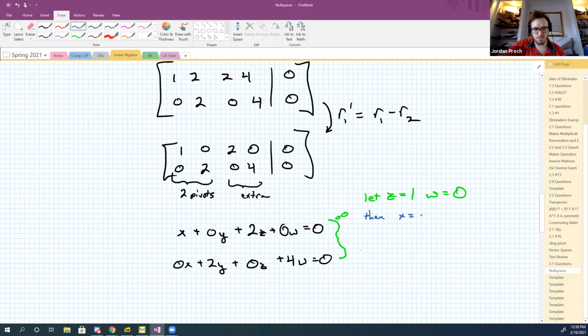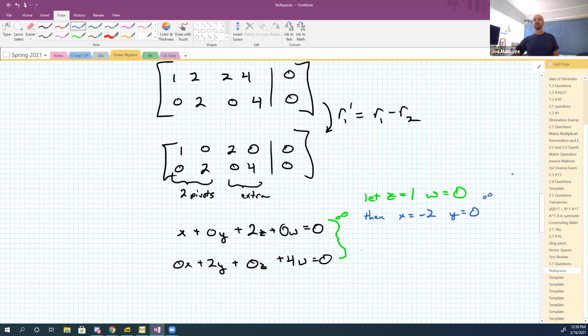X is negative 2z. Good. So it's negative 2 because z is 1. And what about y? Y is 0. So, yeah, if w is 0, then that means y is 0, right? Are you with me? So this vector here, the vector represented by these four things, is in the null space. So this is the vector -2, 0, 1, 0. Goes on the board.